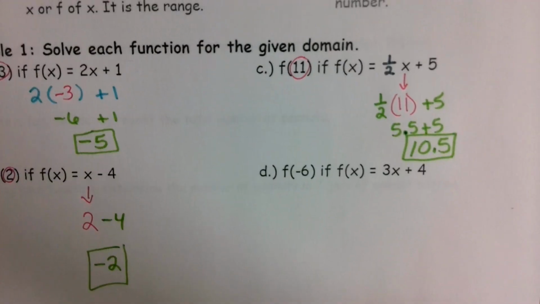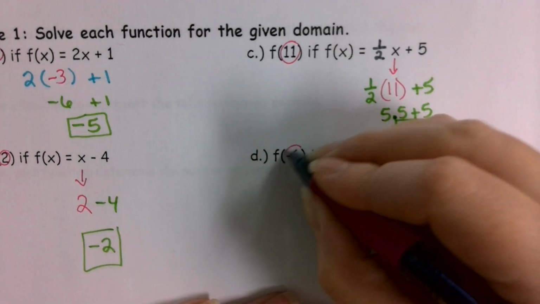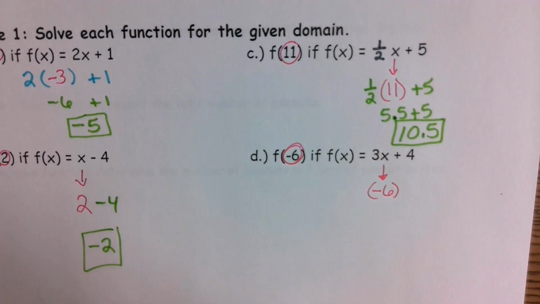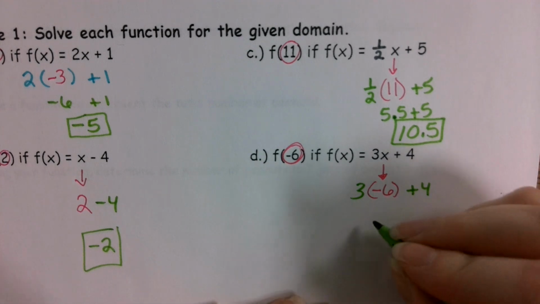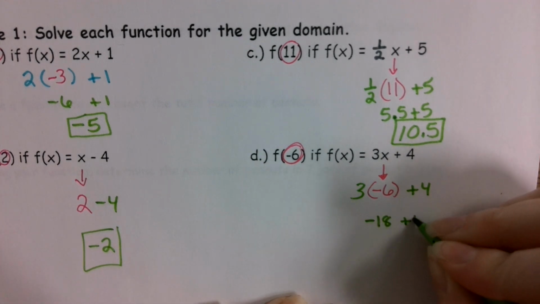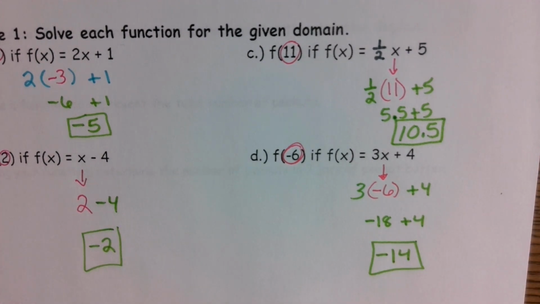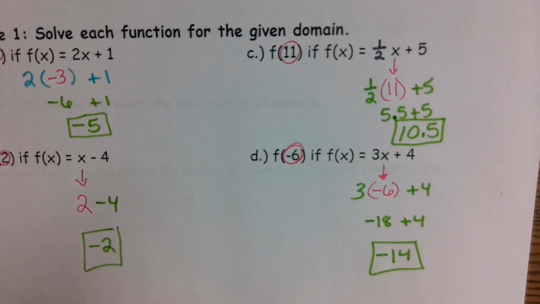Okay. Then we've got problem D. F of -6, if f of x is equal to 3x plus 4, what do we get for that one, Alex? -14. Very good. So we're taking that -6, we're replacing the x with a -6. So we're going to do 3 times -6 plus the 4. 3 times -6 gives us -18. -18 plus 4 comes out to -14. So there's our solution. You're just evaluating the values or terms of x into your function.